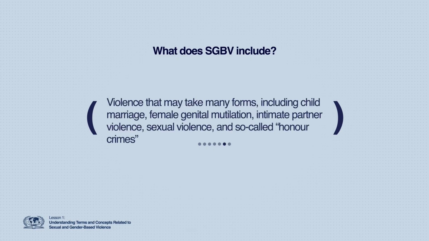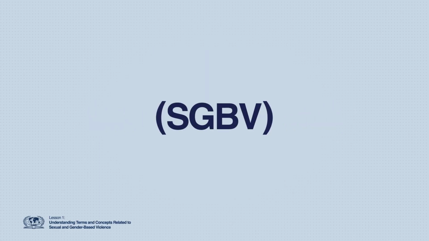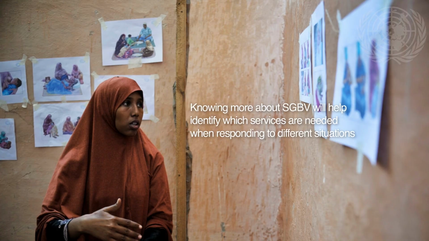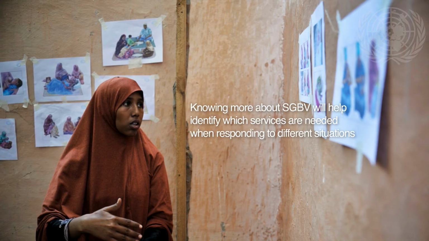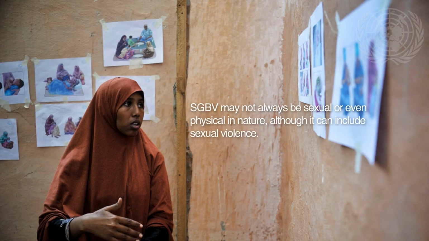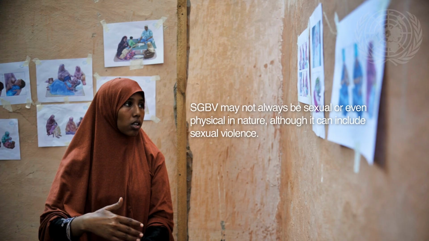Violence that may take many forms, including child marriage, female genital mutilation, intimate partner violence, sexual violence, and so-called honor crimes, and a serious violation of human rights that can affect everyone. Knowing more about different types of SGBV is important as it will help identify which services are needed when responding to different situations. SGBV may not always be sexual or even physical in nature, although it can include sexual violence.